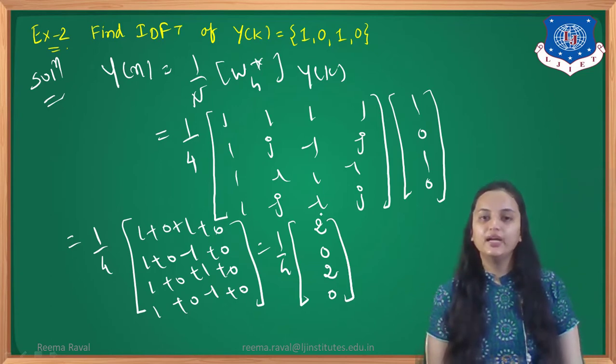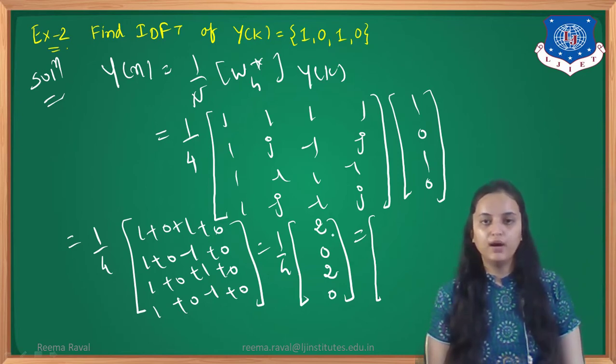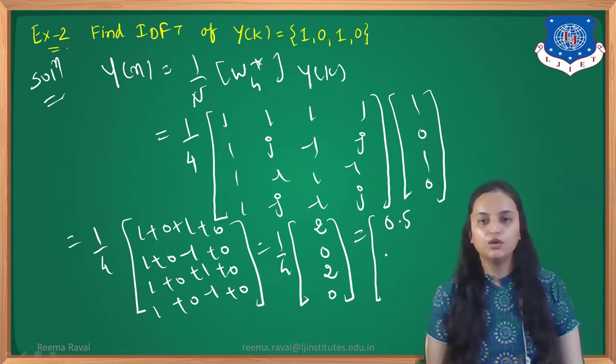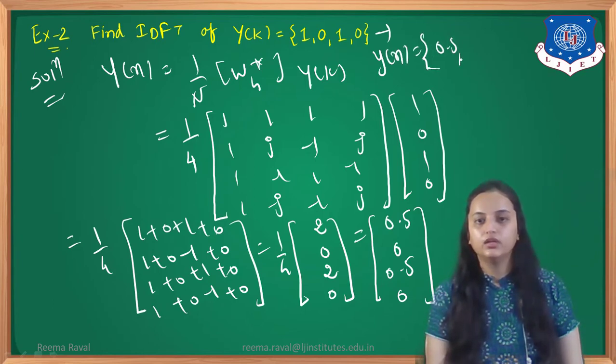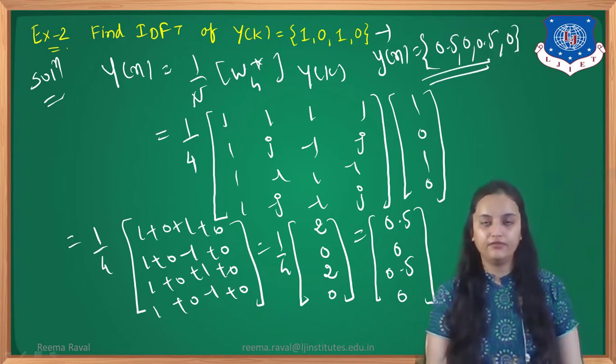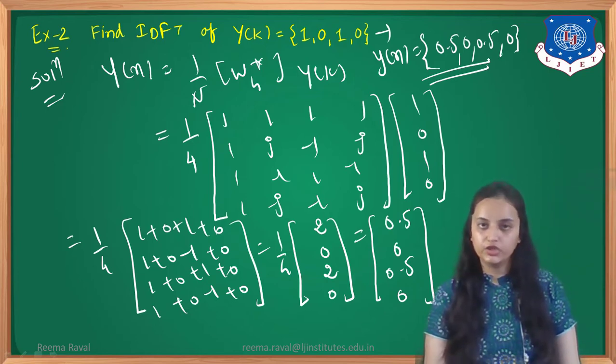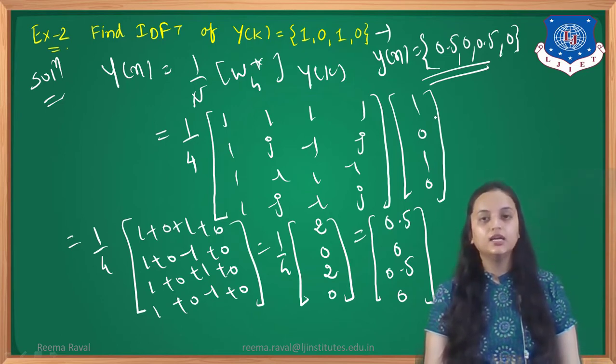Now we have to divide each value by 4. That means we are dividing this 2 by 4, that will give 1 by 2, which is also called 0.5. Here it is 0. 2 by 4, that means 1 by 2, which is also referred to as 0.5, and 0. So the inverse discrete Fourier transform for this sequence, that means y of n, equals 0.5, 0, 0.5, 0. Okay, so this is the answer of IDFT. So this is how you can find the inverse discrete Fourier transform from its given DFT version. So I hope that the matrix method to find DFT and IDFT is clear to you now.